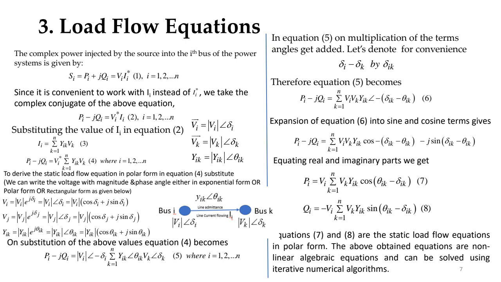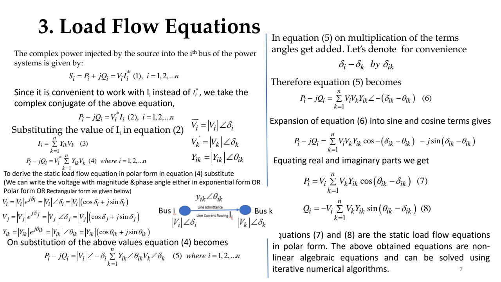So the left side stays as it is, Pi minus jQi. On the right hand side, Vi conjugate is there, but instead of Ii, we replace it with equation number 3, which is the summation k equal to 1 to n of Yik times Vk. Is that clear? The next step is to derive the load flow equation in polar form, where we can substitute the voltage magnitude and phase angle in exponential, polar or rectangular form.